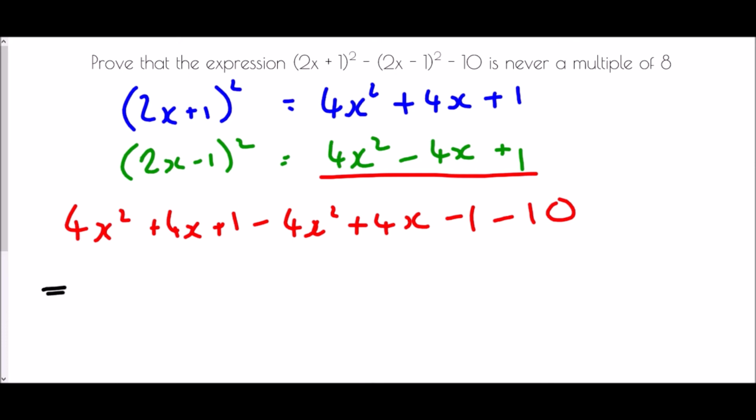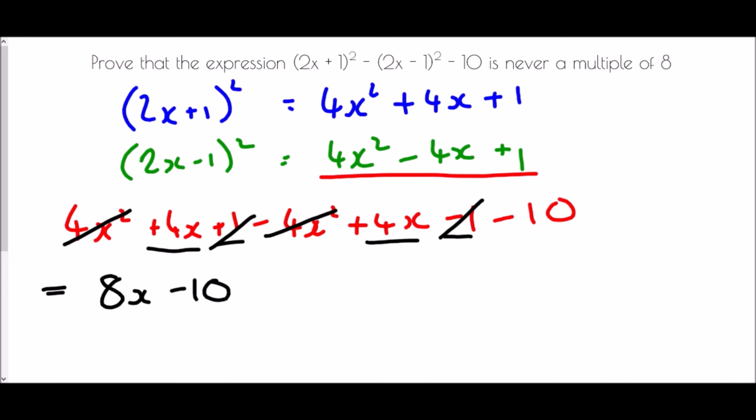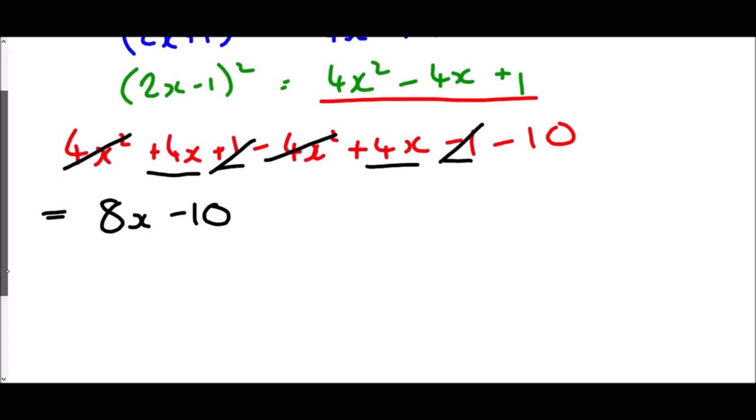And so if I want to simplify that expression, 4x squared take away 4x squared have cancelled each other out. 4x plus 4x gives me 8x, plus 1 take away 1, well, they've cancelled each other out, take away 10. And so the question here is, how do we decide that this is not a multiple of 8? And so it comes from the same situation as we've had previously, where we want to factorise. If this is going to be a multiple of 8, then we should be able to write it as 8 brackets.